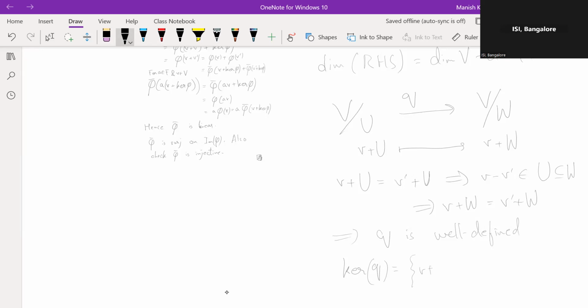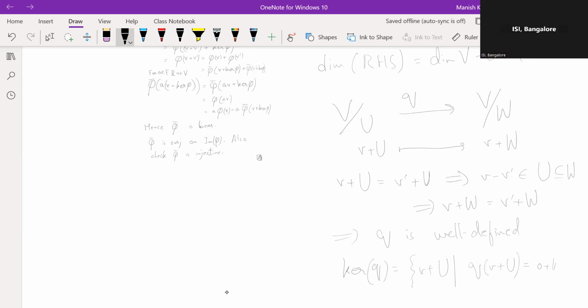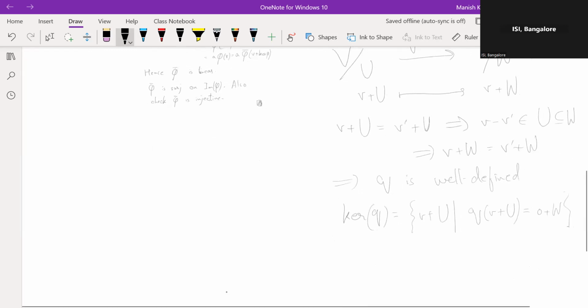So V plus U, by definition, is such that Q of V plus U is the zero element. What is the zero element of V mod W? It is 0 plus W, or sometimes people just write it as W.